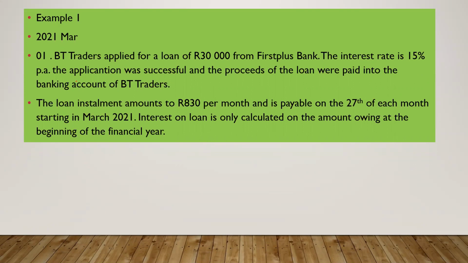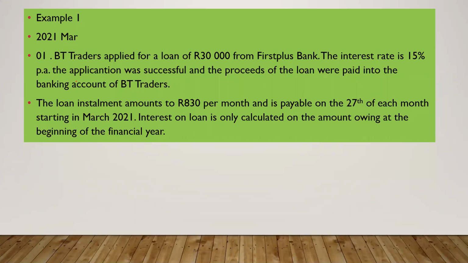It says here, BT traders applied for a loan of 30,000 from First Plus Bank. The interest rate is 15% per annum. The application was successful and the proceeds of the loan were paid into the bank account of BT traders. The loan installments amount to 830 per month and is payable on the 27th of each month starting in March 2021. Interest on loan is only calculated on the amount owing at the beginning of the financial year. Please note that in these examples, the beginning of the financial year will be the 1st of March every year. In this case, the beginning of the financial year will be the 1st of March 2021.